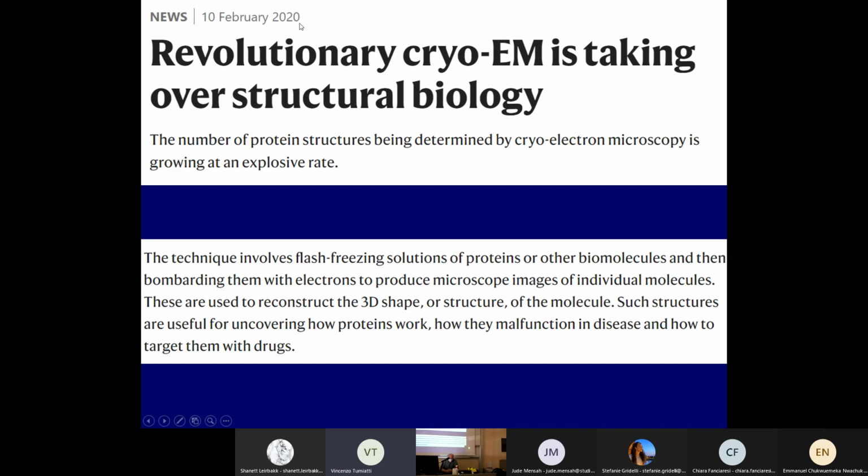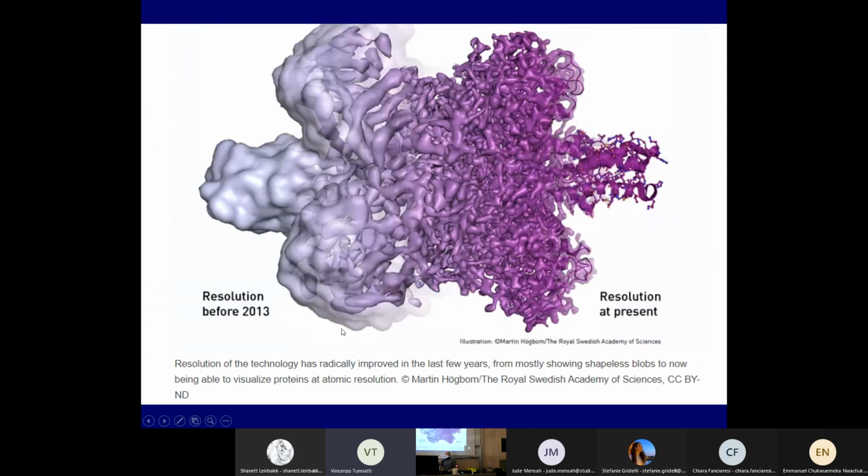And in 2020, Nobel Prize to a group of scientists because they were able to carry out, to prepare a specific experiment, to have a snapshot, to have a picture of specific proteins. You see the title, Revolutionary Cryo-EM is taking over structural biology. In particular, they were able to reconstruct the 3D, three-dimensional shape of particular proteins. Here you see the difference. Resolution before 2013 and the resolution at present.